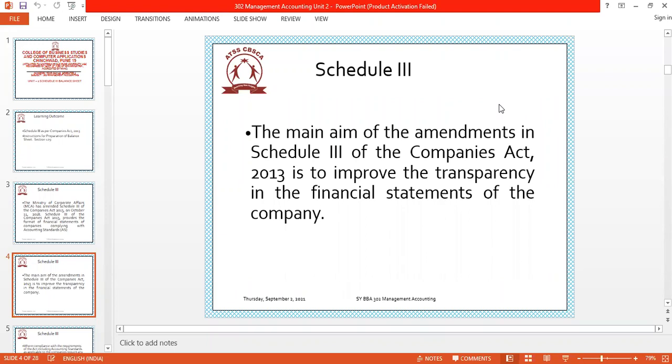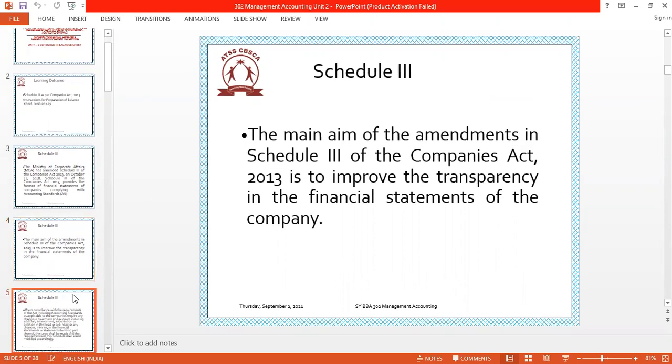Transparency is what? Whenever the investors or the stakeholders are going through the statements, they should find it easy to understand. Transparency means there should not be any hitch, there should not be any more detailed investigation required to understand the balance sheet. So to understand the balance sheet in a very easy manner, I mean financial statements, to bring transparency, the Schedule 3 amendments were carried out and the Schedule 3 became applicable to all private and limited companies that they have to follow. Yes, please.